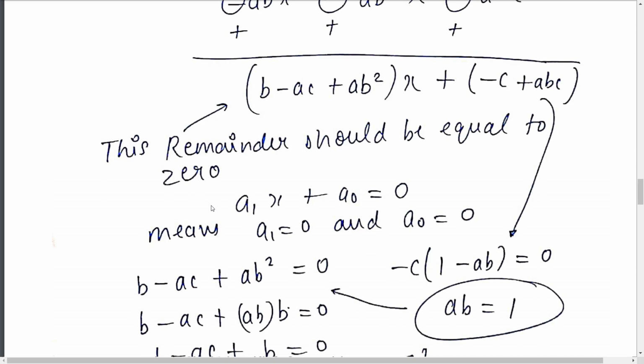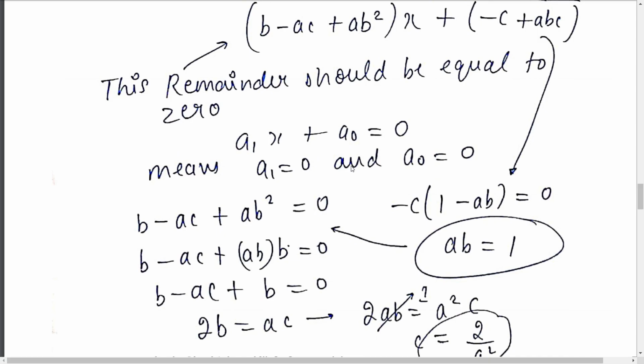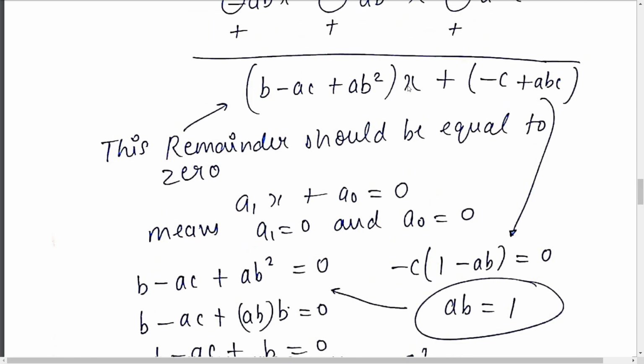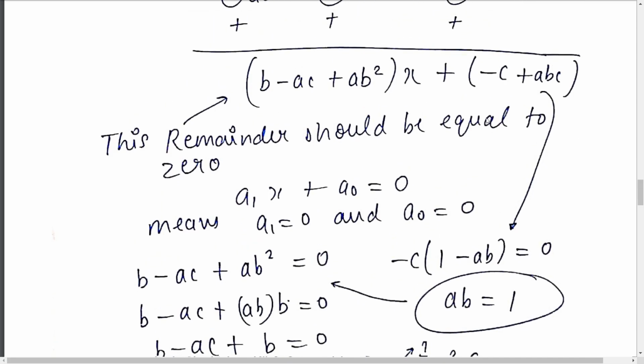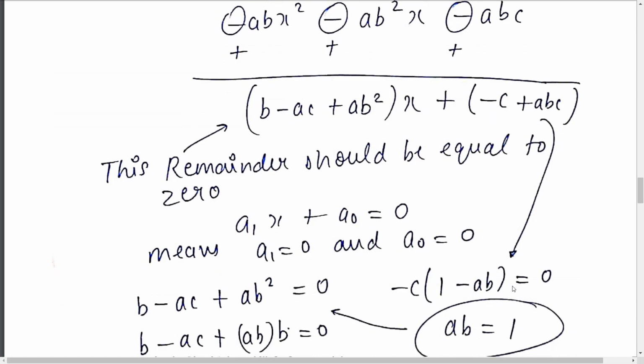Suppose here a2 x square, a3 x cube and more terms were there. So the coefficient of every term will be 0. These a0, a1, a2, a3 will be 0, right? So equating these two to 0 separately, I take minus c common. So 1 minus ab is left.